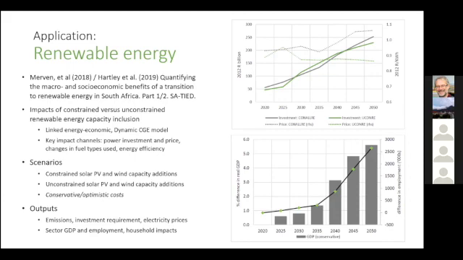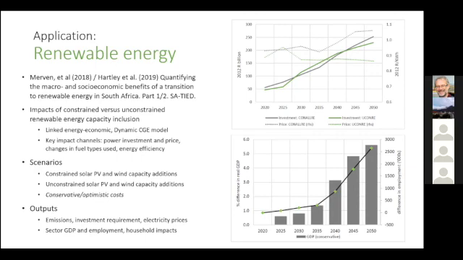And the key impact channels to the CG model were power investment and the power price, and changes in the fuel types used. So the energy model would tell the economic model whether less coal was being used and more other fuel types were being used. And then also there was the passing of information on energy efficiency.